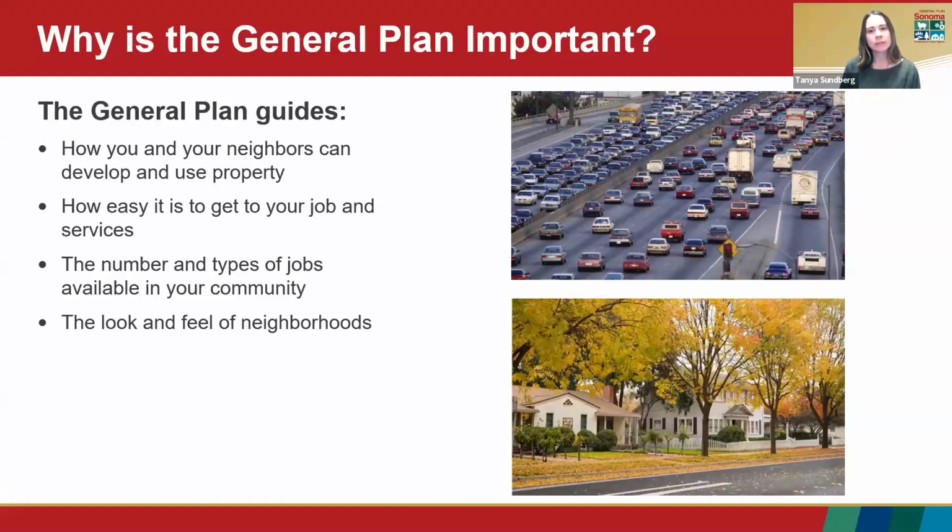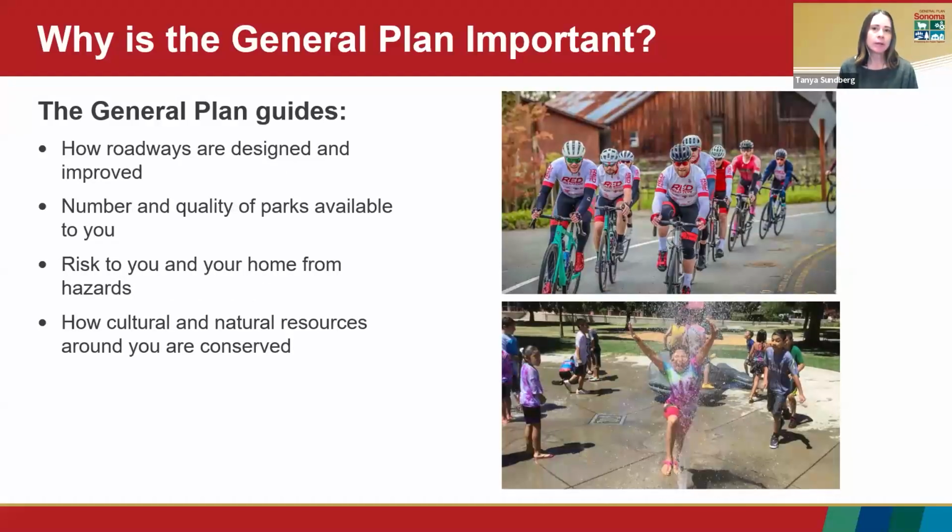The General Plan also guides how neighborhoods can be developed, which affects the look and feel of your neighborhood. The General Plan also guides how roadways are designed and improved, so that affects how easy and safe it is for you just to get around using different types of transportation. And it guides whether there are parks nearby and how well they're maintained, along with how to protect you and your home from risks from natural hazards like earthquakes, flooding, and wildfires.